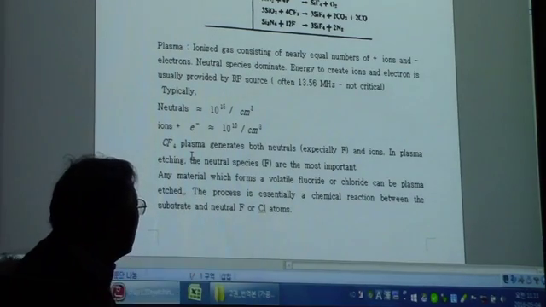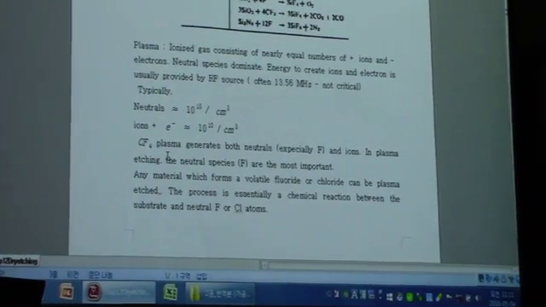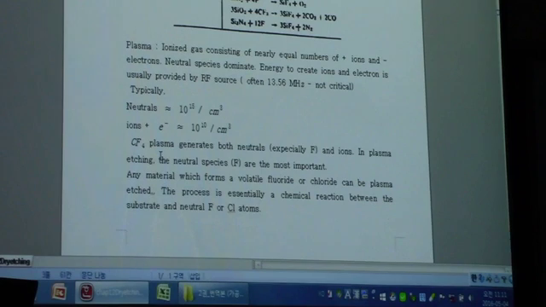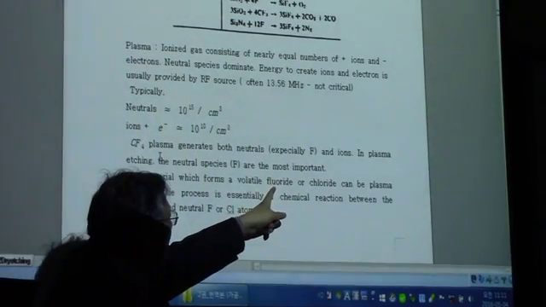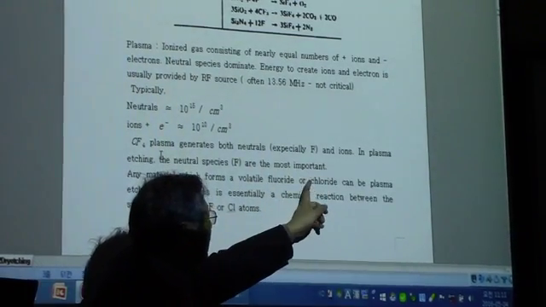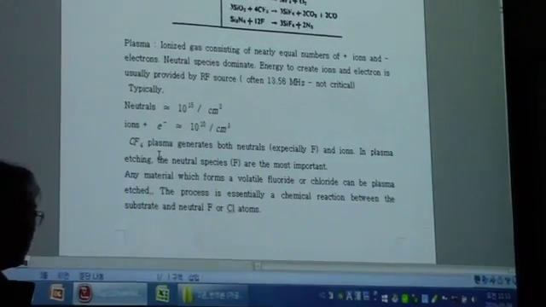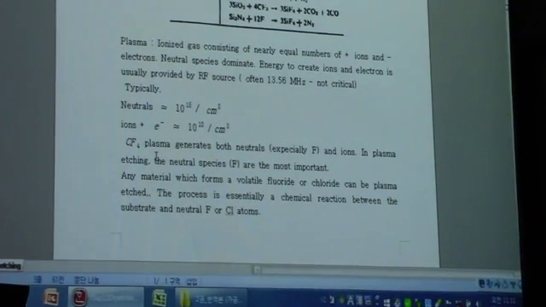Any material which forms a volatile fluoride or chloride, and fluoride and chloride are the major compounds after the etching, can be plasma etched. We prefer the fluoride instead of chloride, because chloride is very toxic and corrosive. Fluoride is also toxic, but it is not that corrosive compared to the chloride.